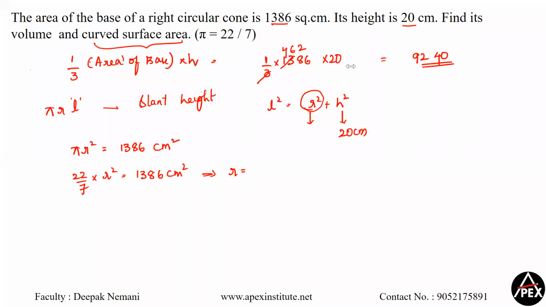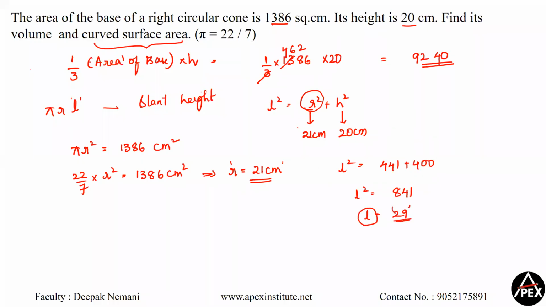Is the radius 21? Okay, yes. Yes, sir, 21 centimeter. Now, L square is equal to 21 square, 441, plus 20 square, 400. So L square is equal to 841. So L is equal to 29.